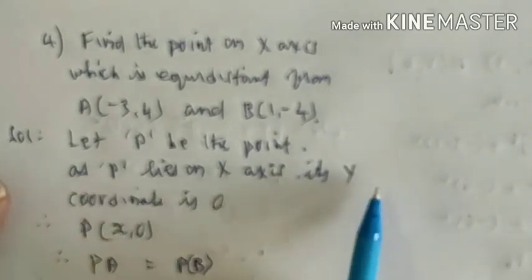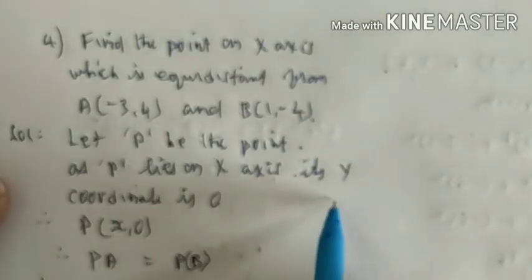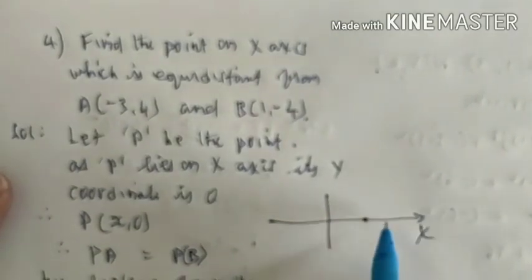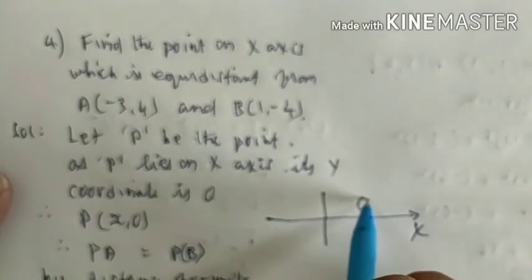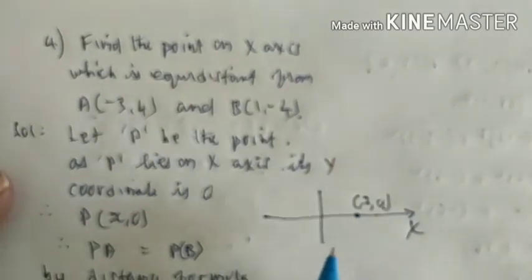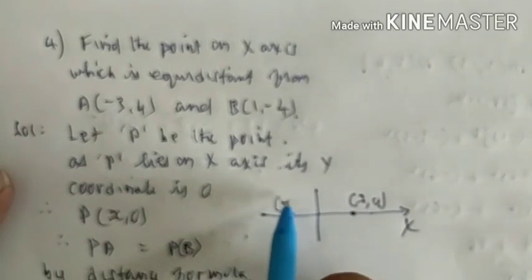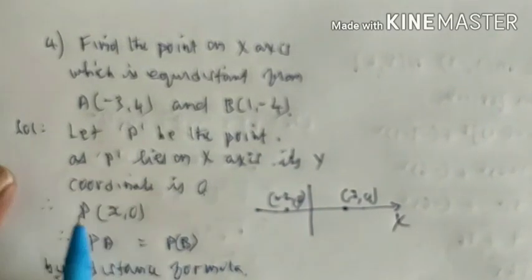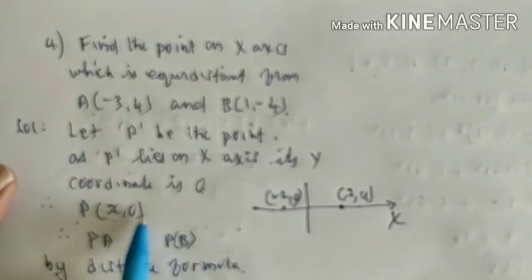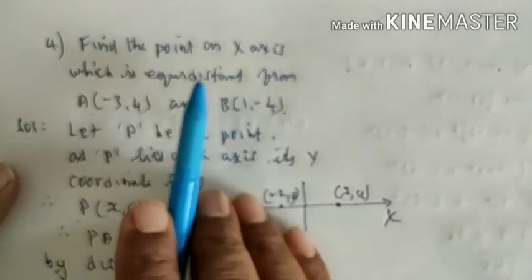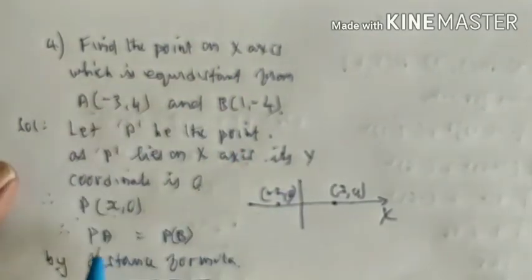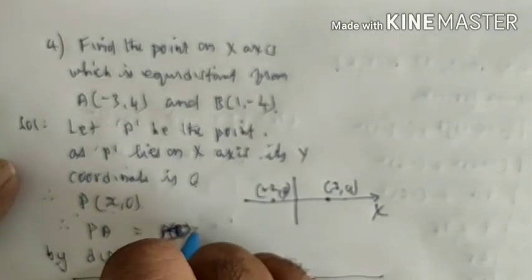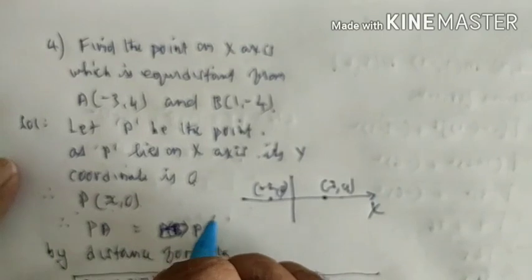See, any point you take on x axis, what will its y coordinate be? Y coordinate will be 0. So any point you take on x axis, y coordinate will be 0. So let our point be P (x, 0). Now see, as our point is equidistant from A and B, we have PA is equal to PB.